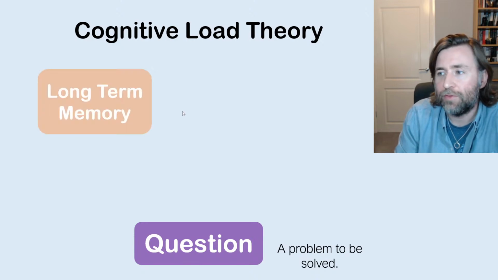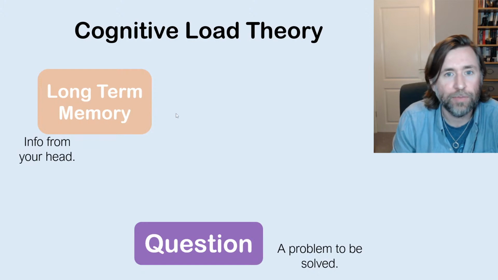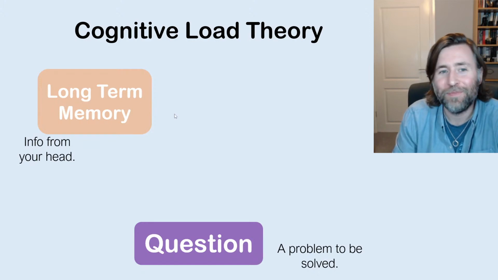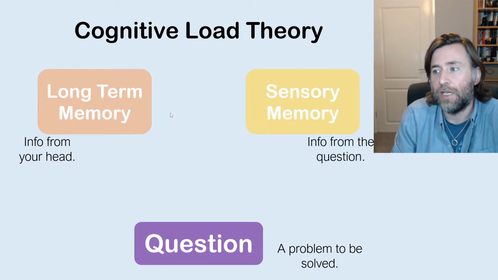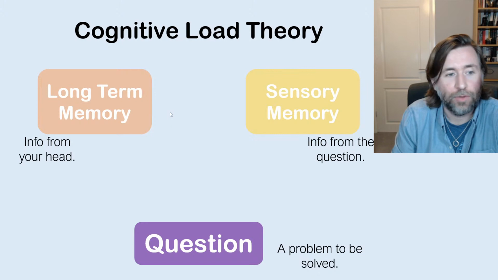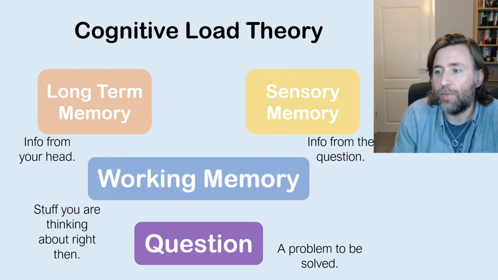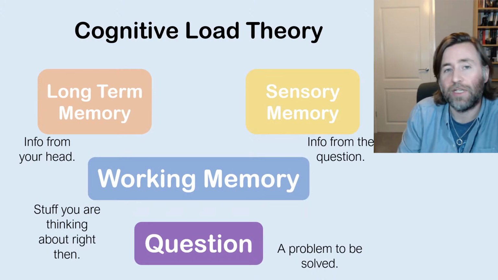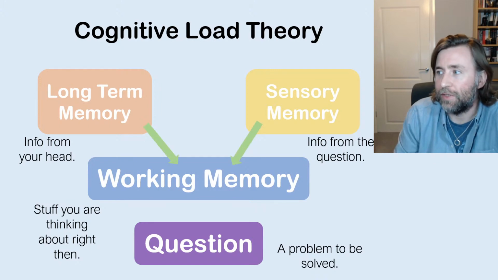And you have to get information to solve that problem from two places: from your long-term memory, and that's information from your head, stuff that you remember, and your sensory memory, which is the information given to you in the question. And you need to take those two bits of information and load them up into your working memory. And your working memory is the stuff that you're thinking about at that specific moment. And so here they come, here are the things being loaded up.